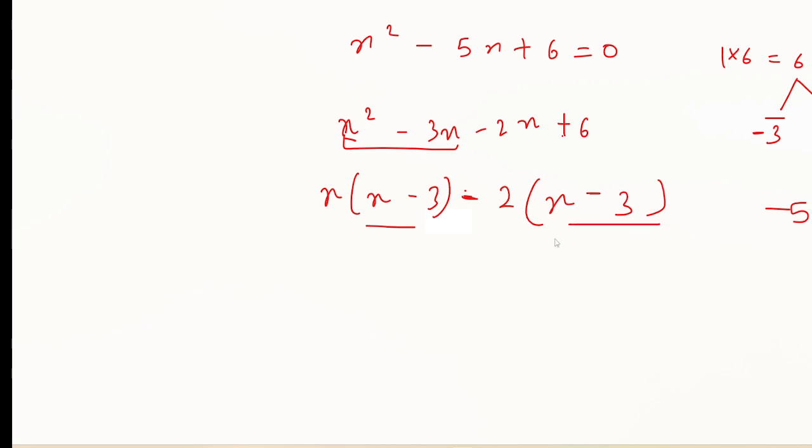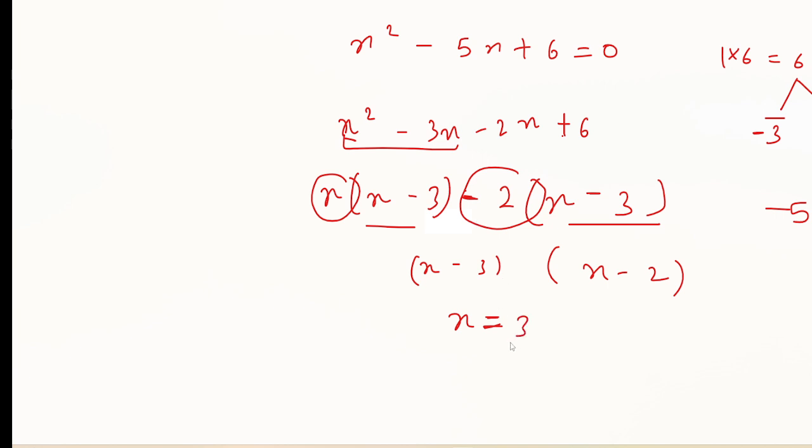So these two brackets are the same, so you just need to write it once. The other bracket would be this and this, x minus 2. So the values are: x minus 3 means if you put it in the equal sign, this will become positive, and this x is equal to 2, right? So this is what you would get.